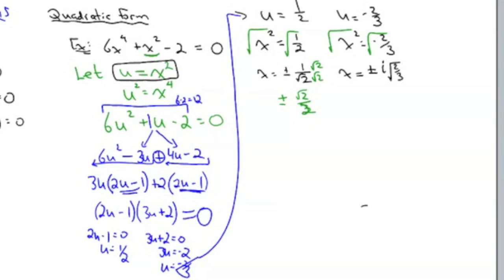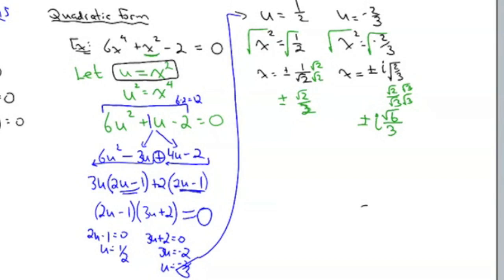Over here, how would you rationalize this one? It's not as pretty. First off, you can't have a fraction underneath a radical. So you take the square root of the top and the square root of the bottom. So that becomes square root of 2 over square root of 3. How do I rationalize that? Multiply top and bottom by the square root of 3. So this becomes the square root of 6 over 3. Don't forget the i. Don't forget the plus or minus.